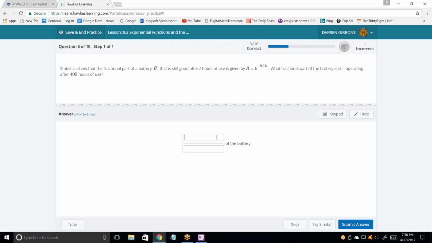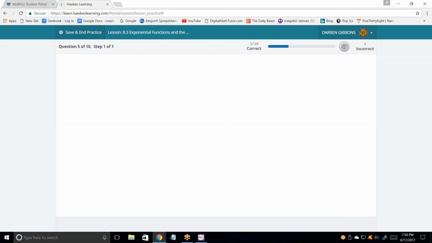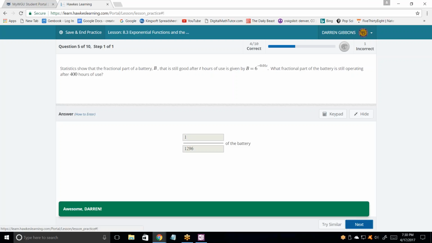1 over 1296. Do I have to use the keypad here? Probably not. Even though they give it to me as a fraction? I'll try it. Yeah, they accept it. In other words, as long as they give it to you as a fraction, you don't need to use the keypad.